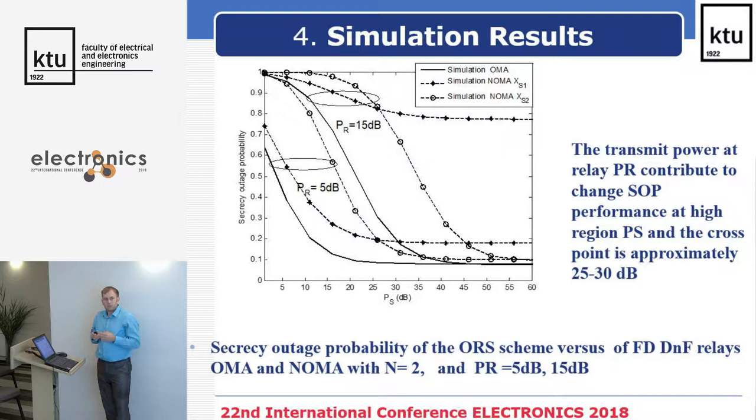The transmit power at the relay contributes to changing the secret outage probability performance, and the cross point is approximately, as we can see, from 25 to 30 decibels.